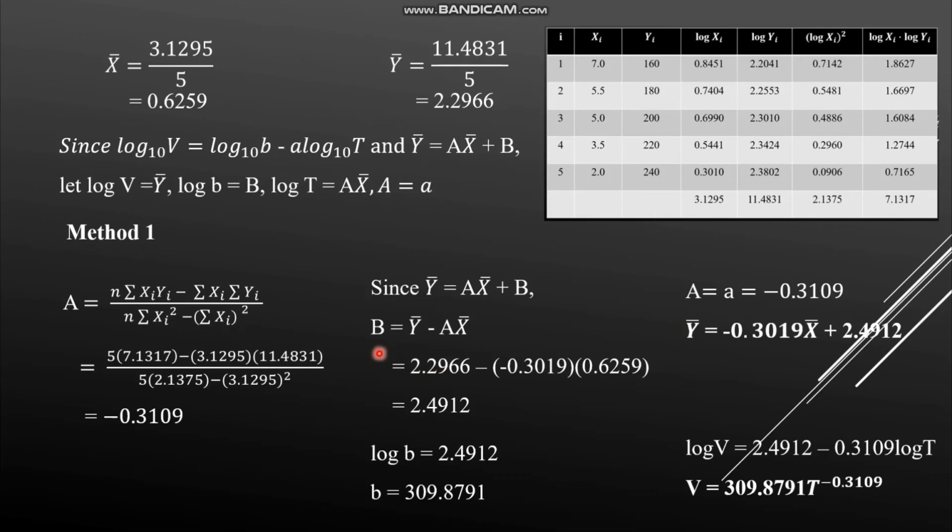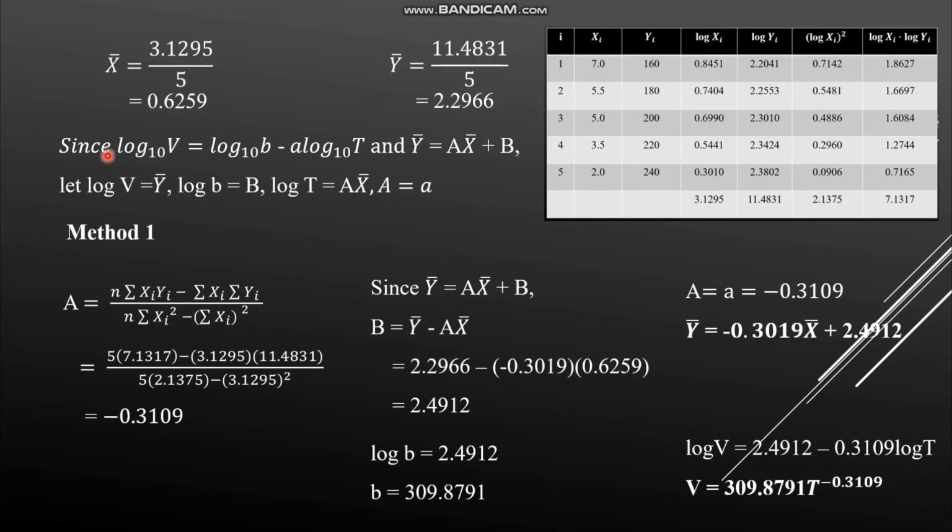Since we know that y min is equal to as min plus b, we can then get big B equal to this. By equating log b, log b is equal to big B. By applying the law of logarithm, we will get small b equal to this value. Again, big A equals small a, which is equal to this value. We put both values of a and b into the equation y min equal to as min plus b, and we will get this equation.